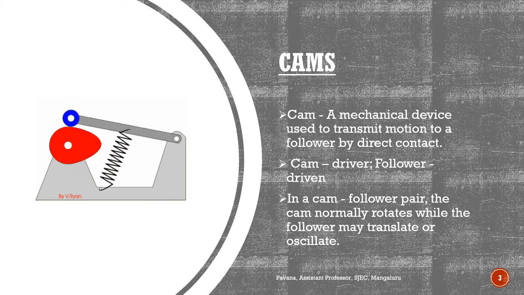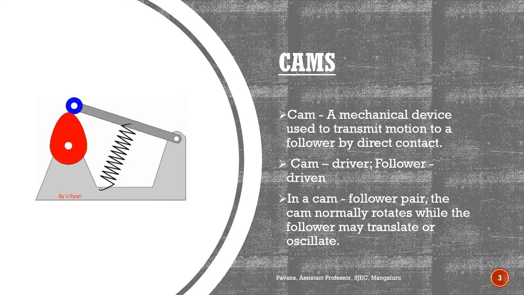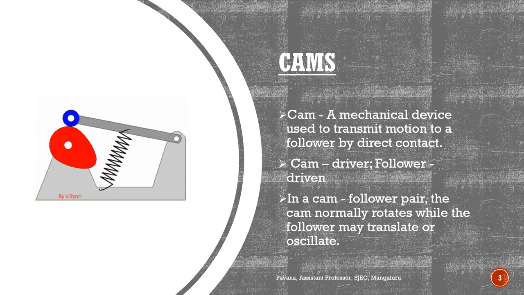CAMs come under the higher pair of mechanisms. As we already know, in a higher pair the contact between two elements is either point or line contact instead of area, which is the case in lower pairs.